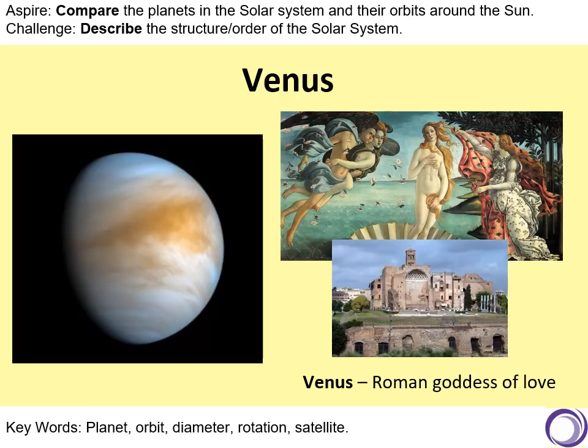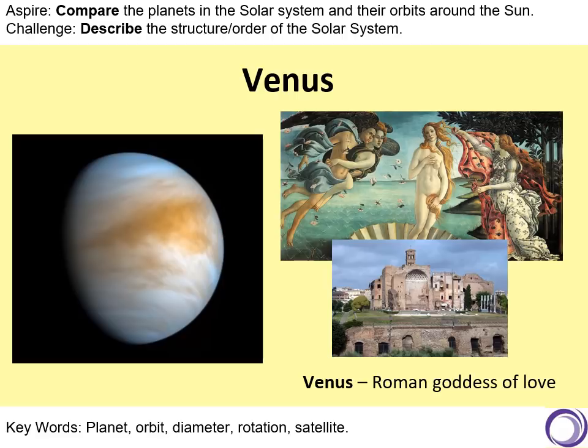Venus, the Roman goddess of love, as you can see, famous picture there. It is Botticelli's fresco. That might not mean much to you, but to be honest, all it is is some fancy drawing that was done a long time ago, and you can see Venus being born. So Venus is the second planet, named after the Roman goddess of love.